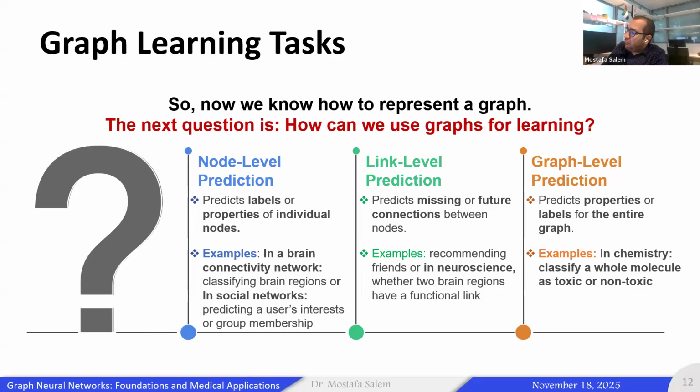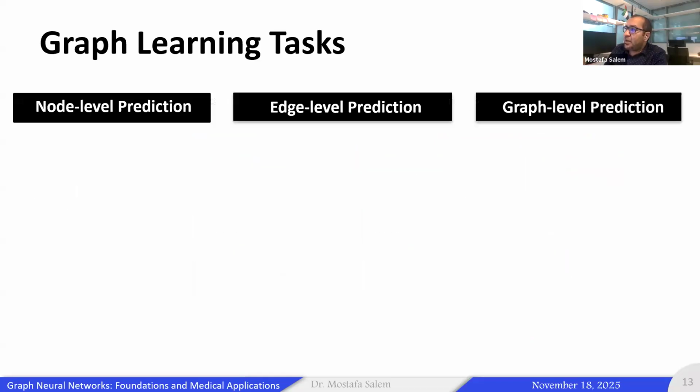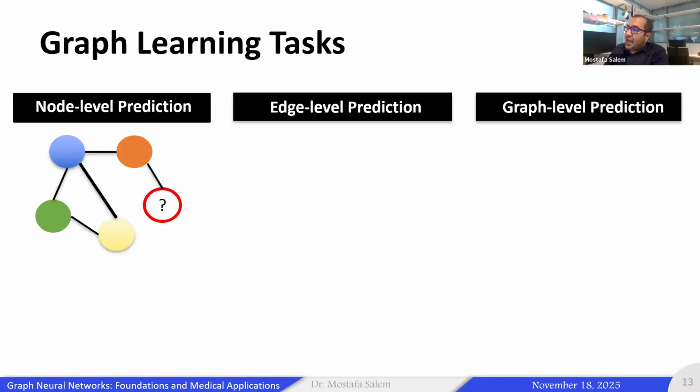Like in chemistry, we can classify a whole molecule as a toxic or non-toxic molecule. So in node level prediction, I have a specific node. I want to ask a question about this node. If each node represents a person, my question will be, does this person have a disease? I have to say yes or no. So this is a binary classification.